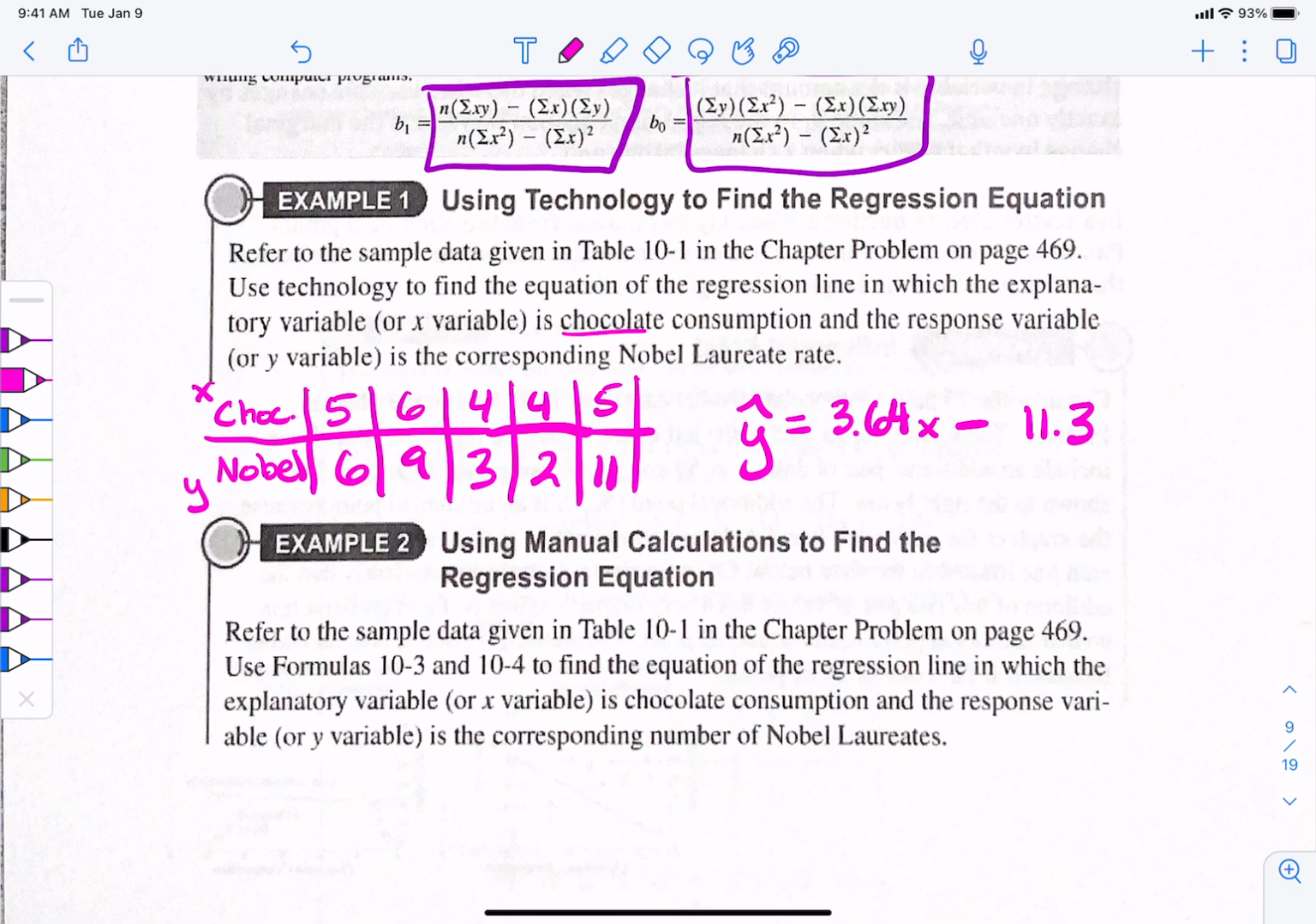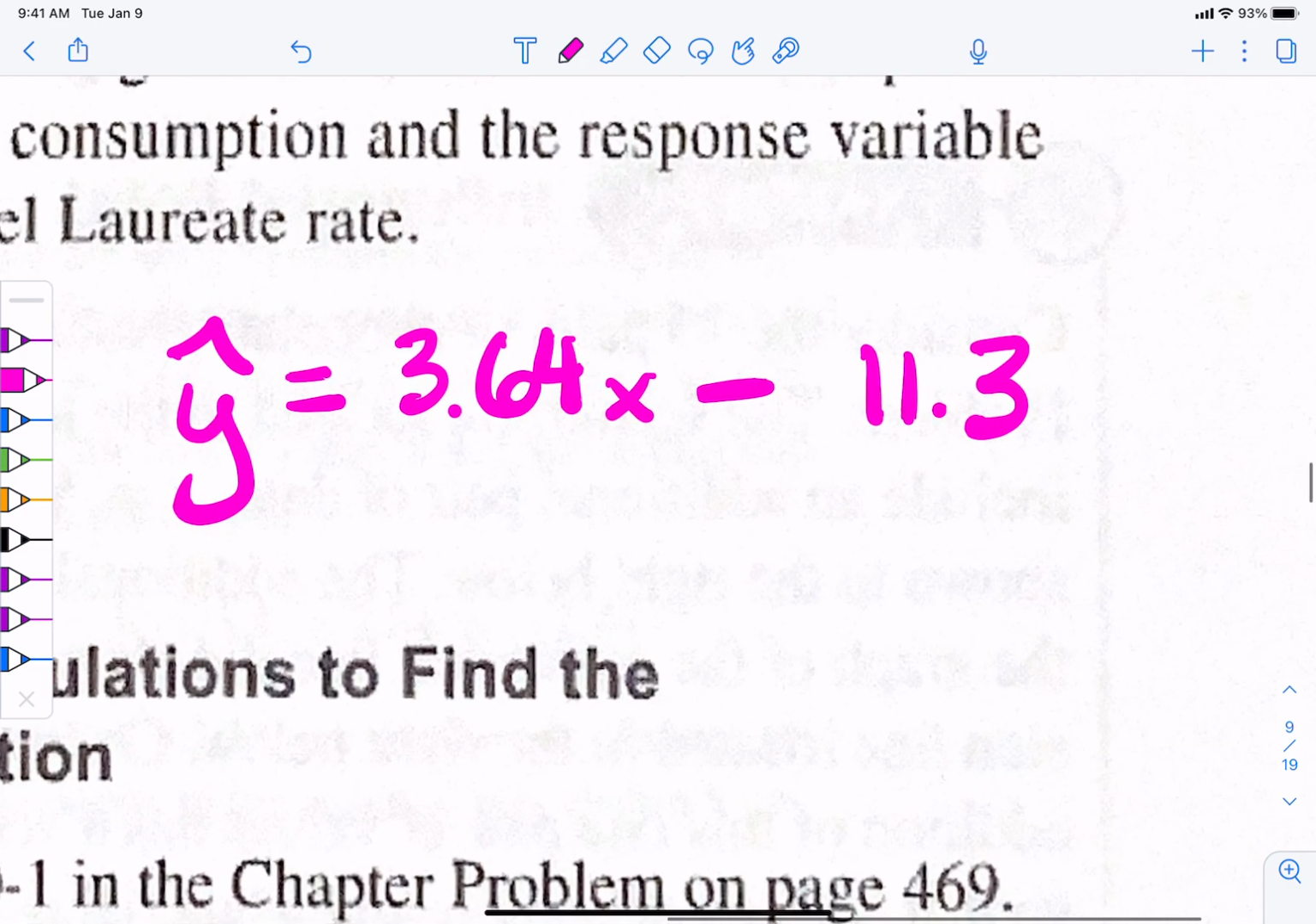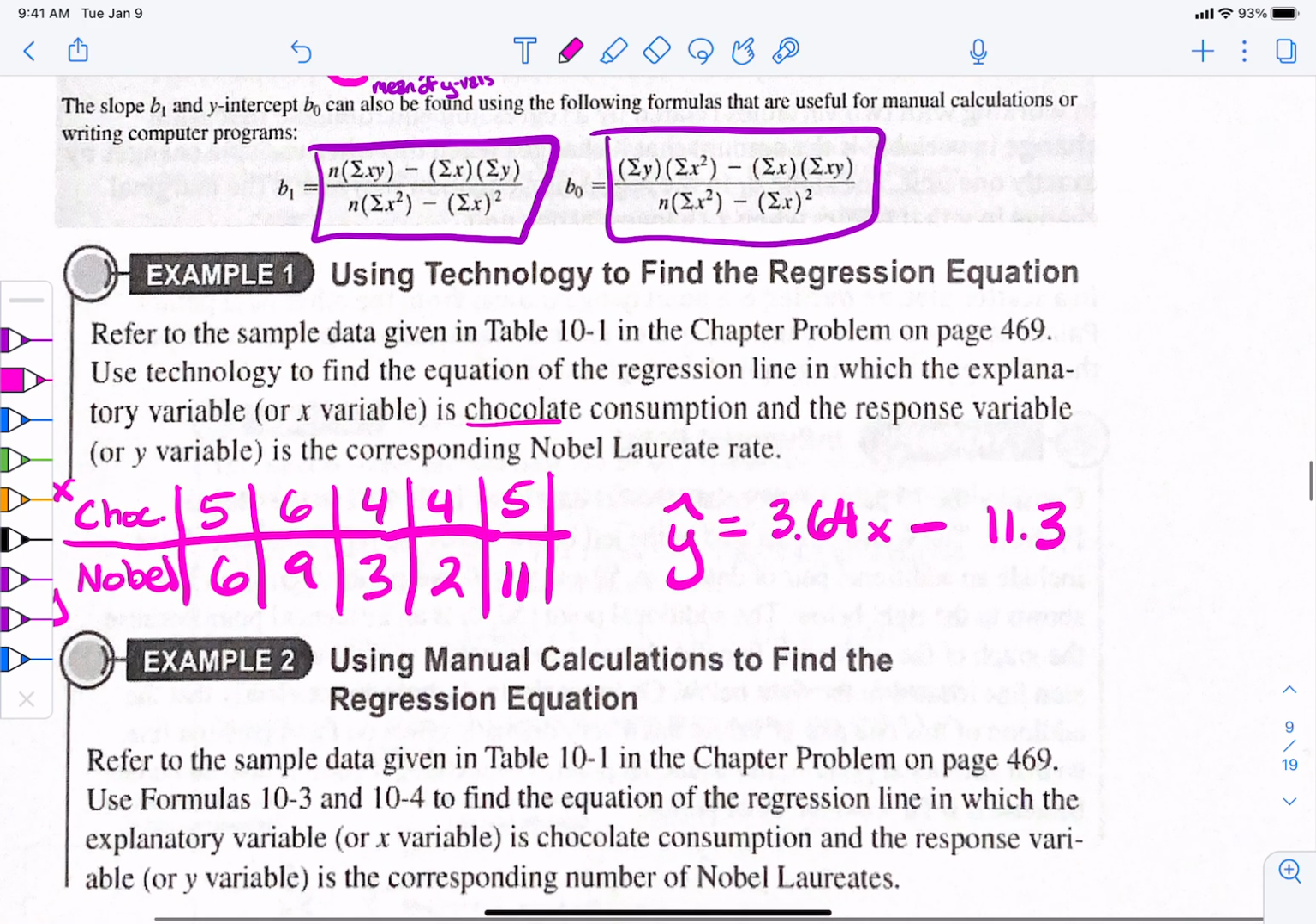Using this information from up here, 3.64x plus minus, really I'm just going to make it minus 11.3. So this is the equation that Google Sheets spits out for us, yeah? Okay. Now, in this, what's the slope?